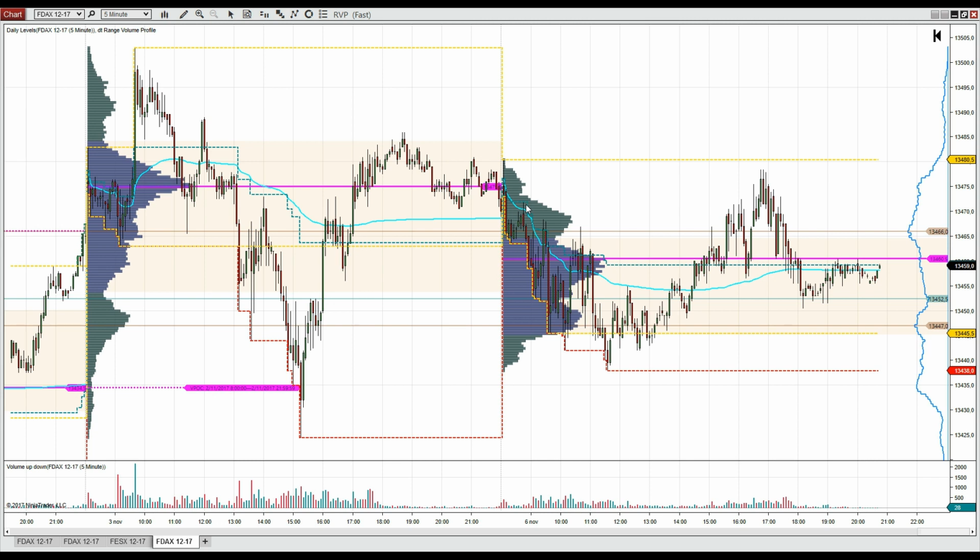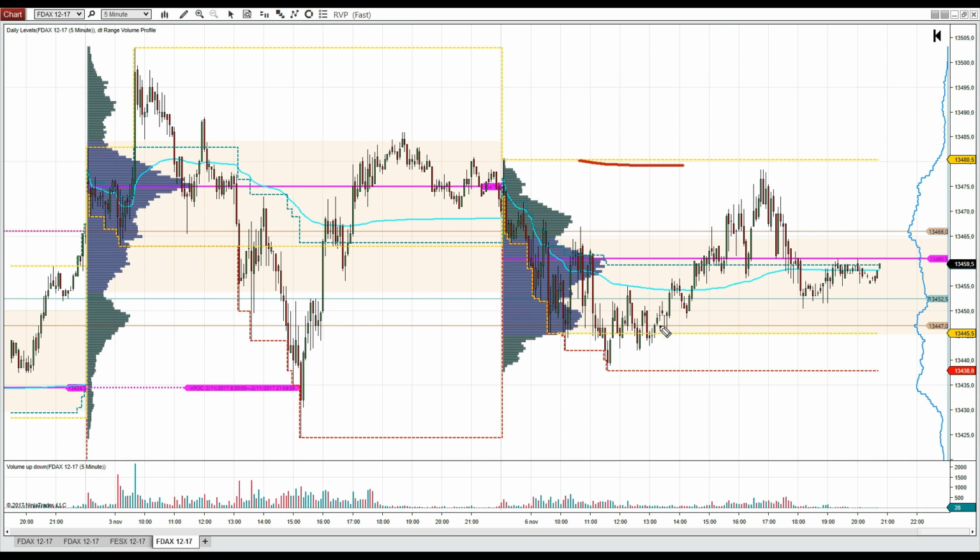Given that as a context, the statistics for the initial balance tell you that, in the case of the DAX, and you can download my report from my website on this, which contains a lot of these statistics, there is a 92% chance that you take out this line.